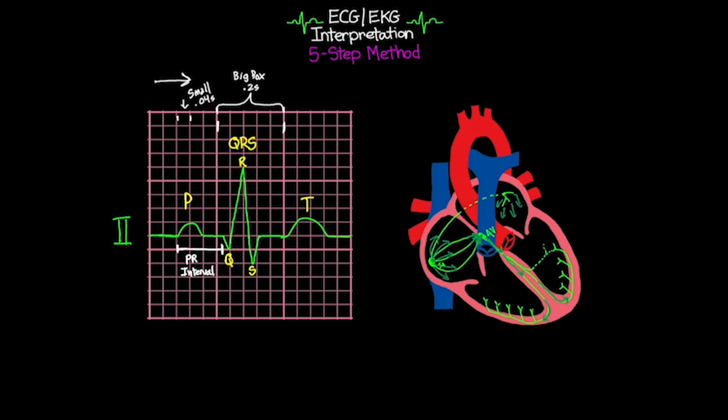Now, the other interval that we're going to look at is the interval of our QRS complex. That's going to go from the start of our Q wave to the end of our S wave. So that's going to cover right across here.